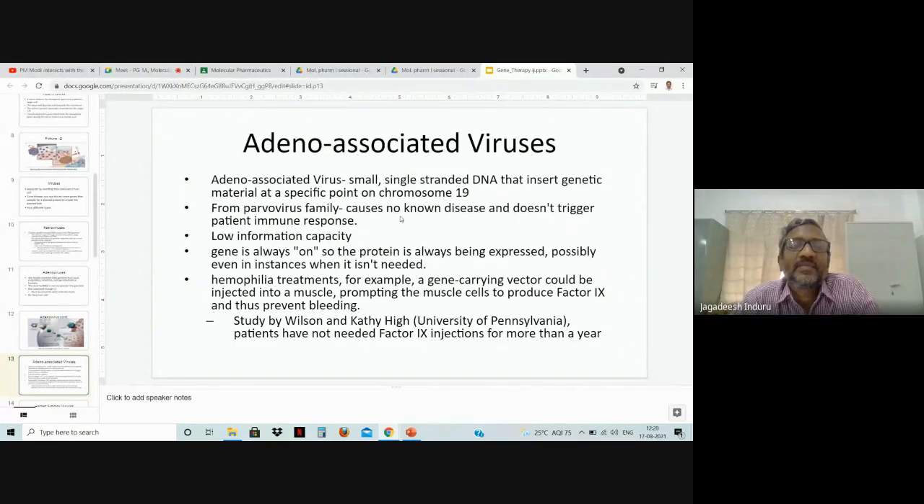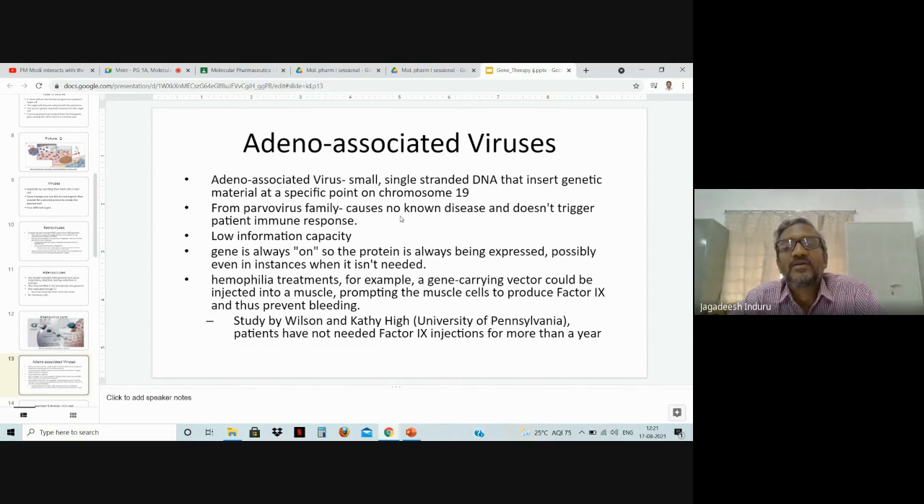It inserts the material at a specific point on the chromosome, and it is from the parvovirus family. It causes no known disease when we use it as a vector, not like a retrovirus, which we isolate from a particular diseased condition, so pathogenicity is obviously present. In the adeno-associated virus, we don't have that pathogenicity. It also does not trigger the patient's immune response, but it has a low information capacity. Most of the time its length is very small, so we can introduce only a specific segment with a small number of genes.